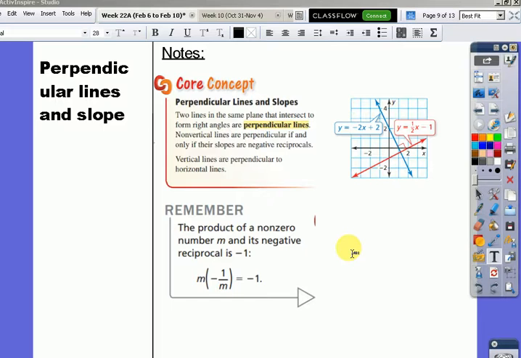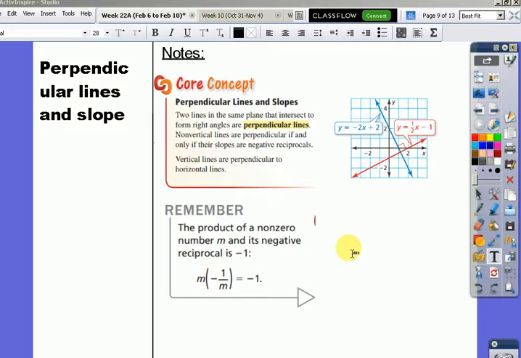So, parallel lines. Remind me a little bit about parallel lines. What do we know about their slopes? They're equal. The slopes are equal, and they never cross, and they never intersect, right? So, parallel lines never intersect, and they have the same slope.